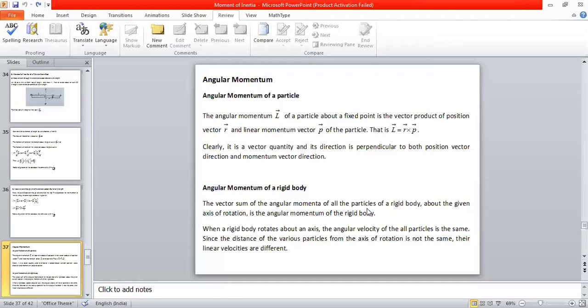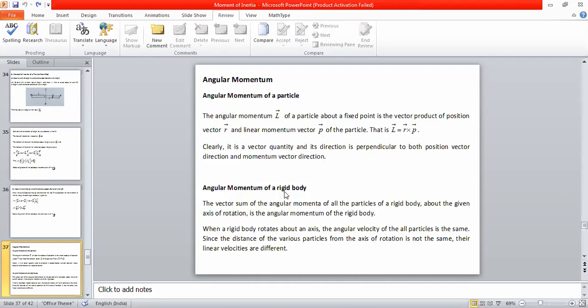But remember, we are not interested in the angular momentum of a single particle. We are interested in the angular momentum of a rigid body. We are discussing rotational motion, which is applicable to rigid bodies. Therefore, whatever quantity we have defined so far, whether angular velocity, angular acceleration, or moment of inertia, we defined those quantities for the entire rigid body.